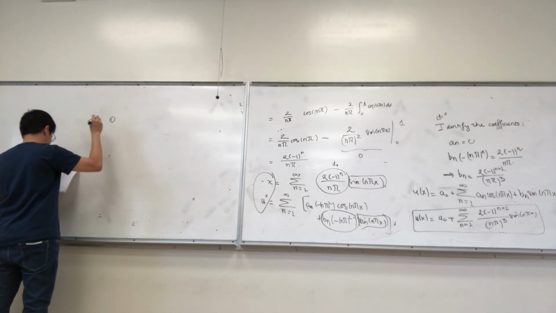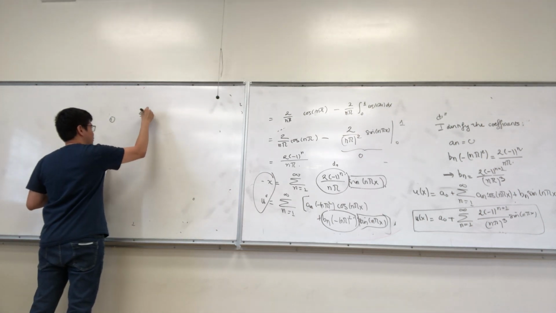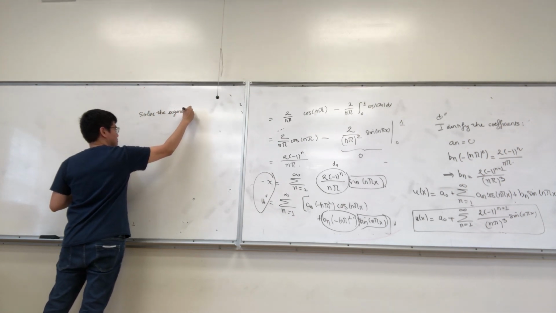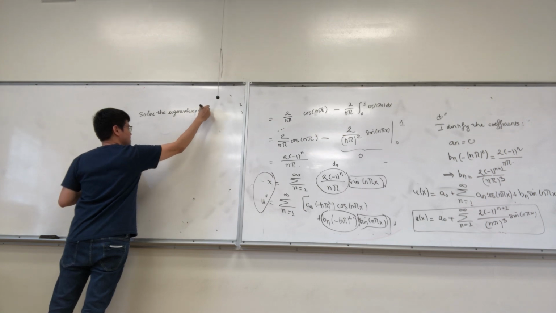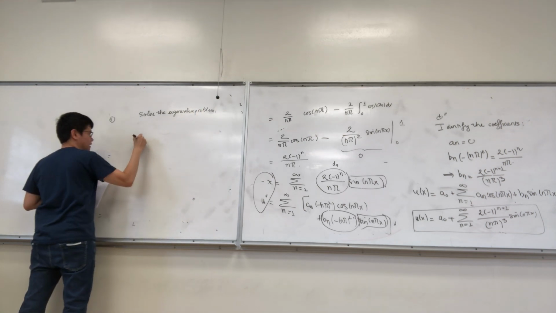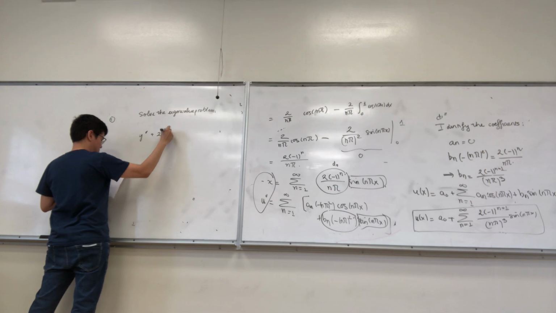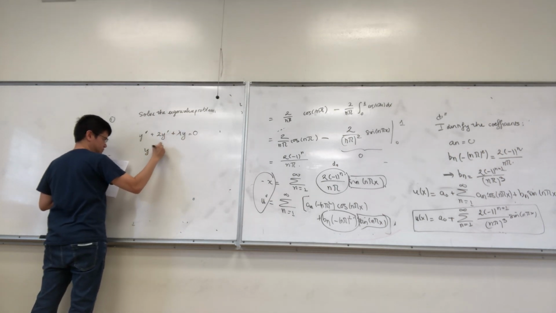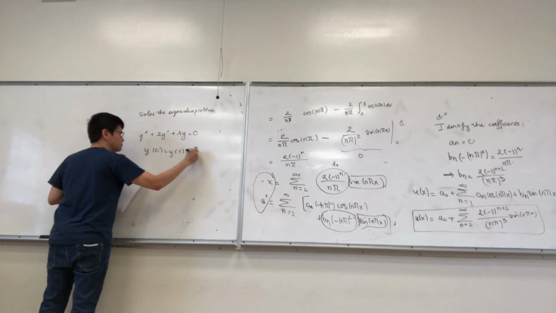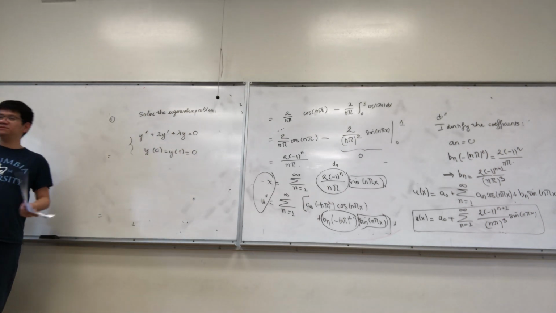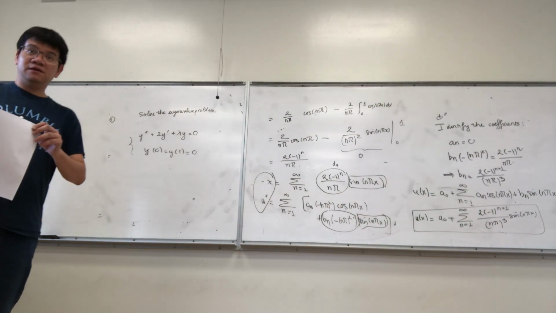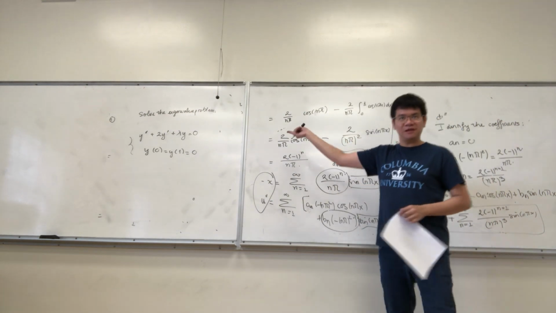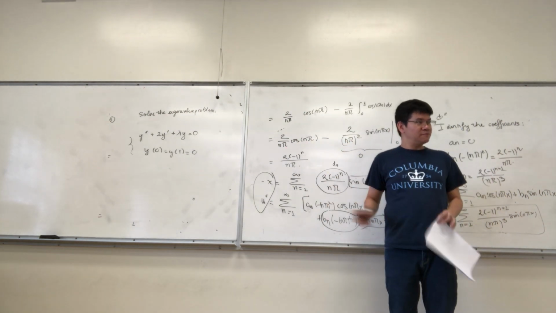So for problem one, you solve the eigenvalue problem: y second plus 2 y prime plus lambda y is 0, y(0) = y(1) = 0. All right. So in the previous problem, I wrote it with phi. I wrote it with u. Now I changed the name to y, but it's the same problem, right?